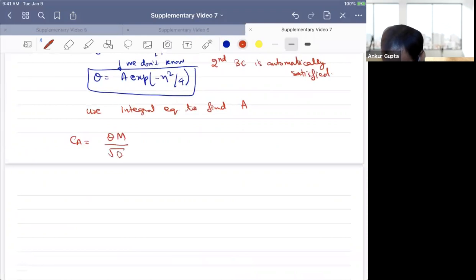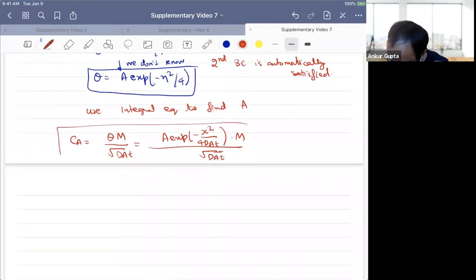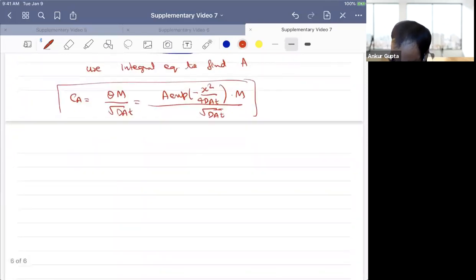by root dAt, which means theta is A into exponential of minus eta square. Eta square is x square by 4 dAt, into m by root dAt. So this is our final equation. We still want to know the value of A. So this is what we get for CA. Now let's substitute this in the integral equation.